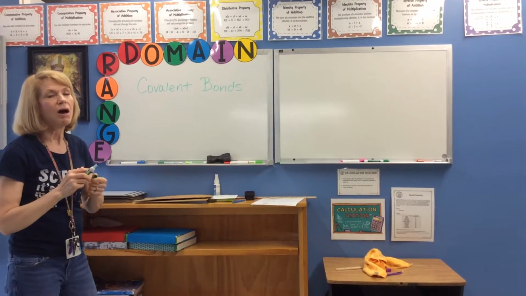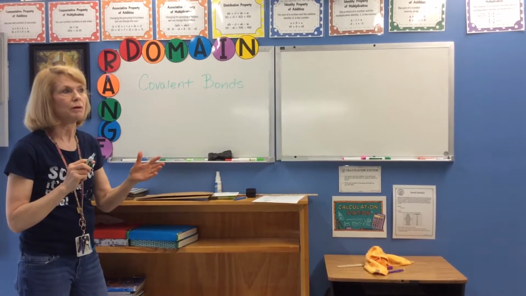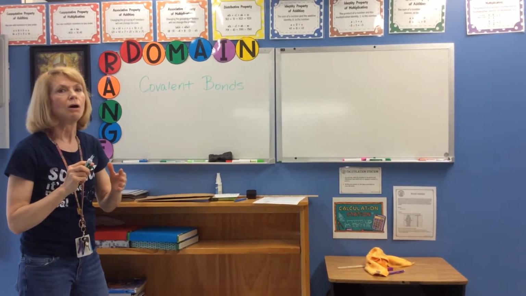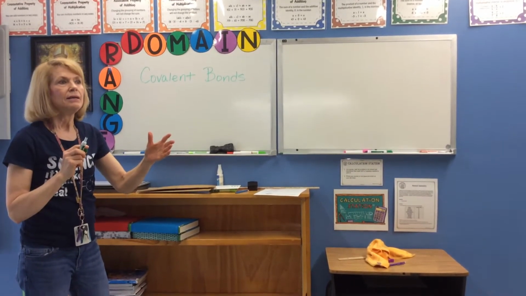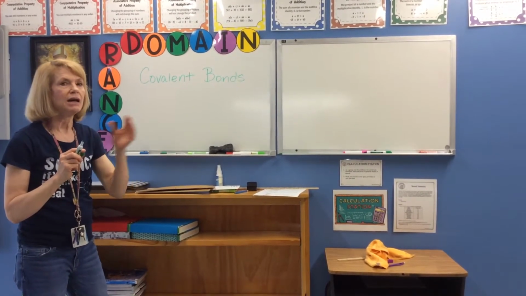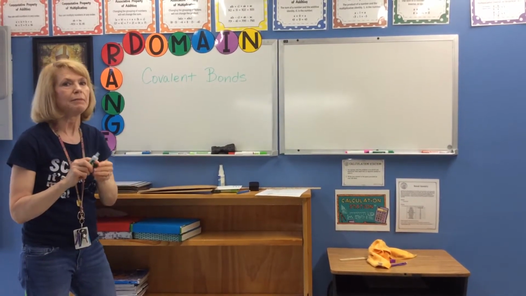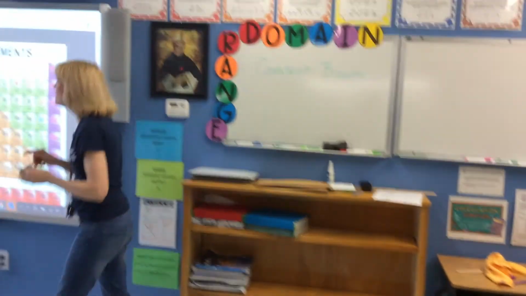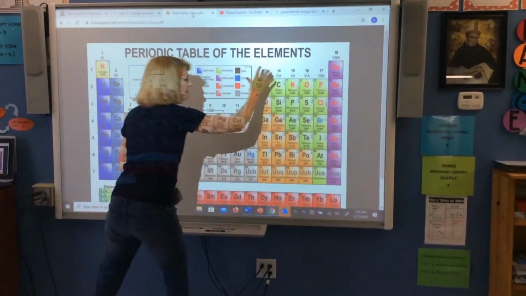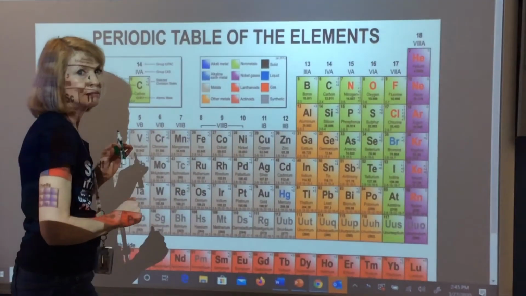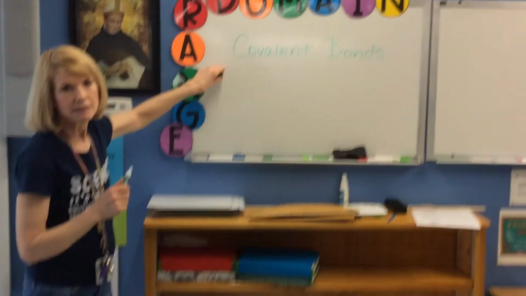Okay, we already talked about ionic bonds. Remember, ionic bonds are bonds that form when electrons are exchanged or moved, and that creates a positive ion and a negative ion that are attracted to each other. Okay, that's one kind of bond. Remember, ionic bonds form between the metals and the non-metals. Okay? So today we're going to talk about covalent bonds.